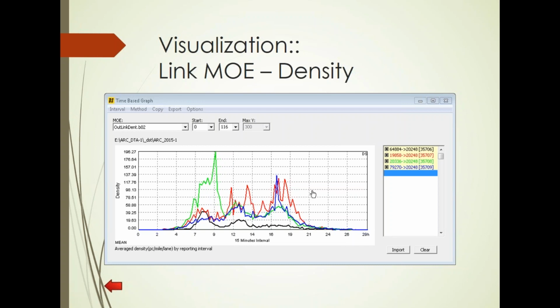You see different lines because the right-hand side shows different links being selected, and you can click and drag different links. I will show you a video later on. Then all the links will be selected and displayed by corresponding colors. You can also uncheck by clicking on the check mark to hide or display different types of links. Alright, let's take a look. This is a typical plot for density. Here you can see different types of links showing different density levels at different times of the day.